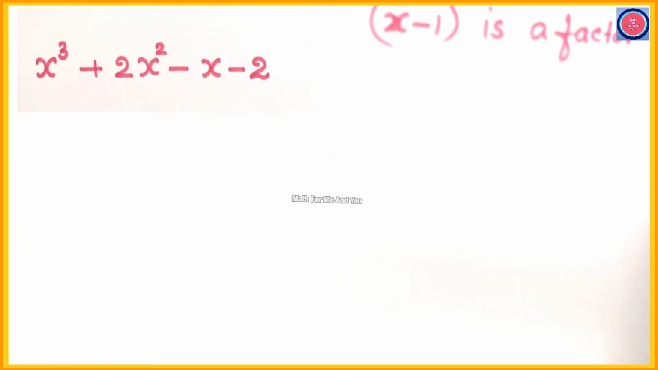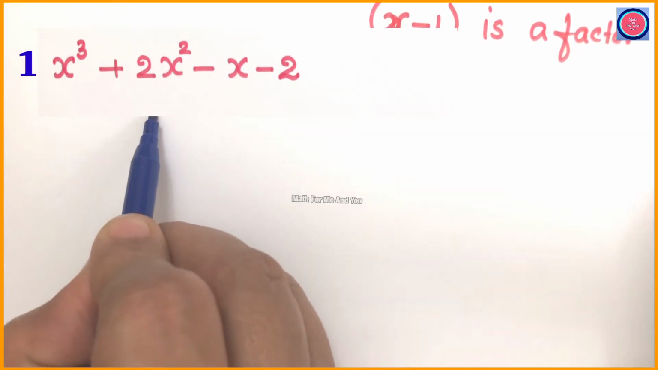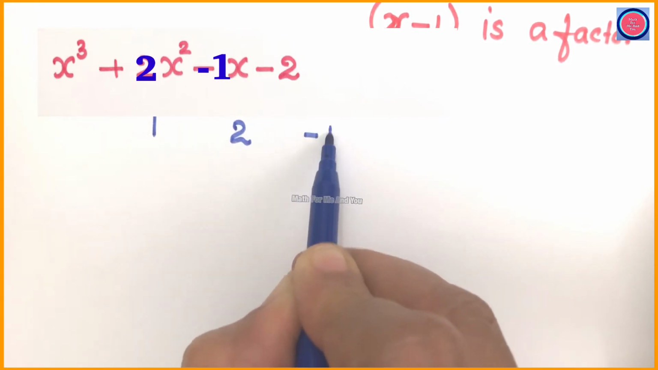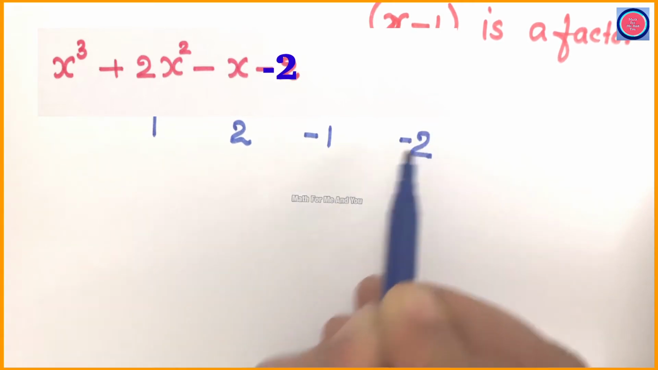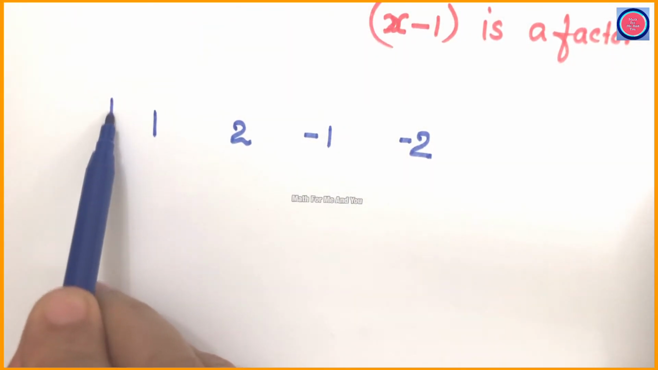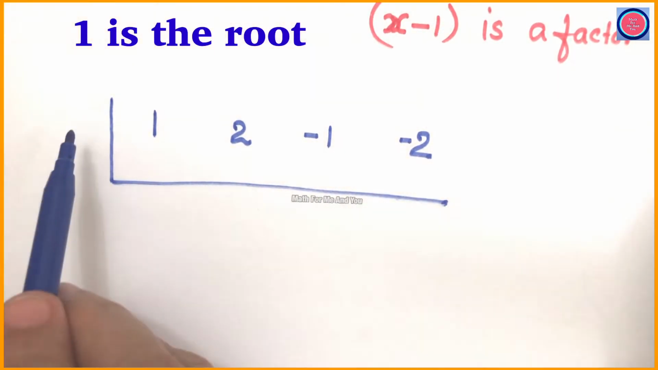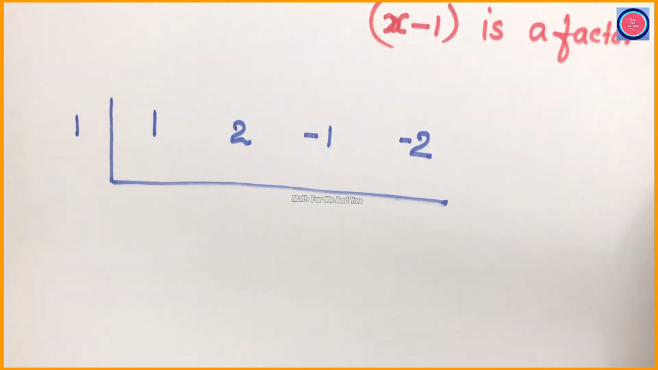How to divide? Here the given polynomial is x cube plus 2x square minus x minus 2, which is in standard form. If it is not in standard form, we have to write it in standard form. Now we can start division. First we will write the coefficient of each of its terms. First term x cube, so the coefficient is 1. Next is 2, and the next coefficient is minus 1, and the last constant is minus 2. Now we know that we have to divide with the factor x minus 1. That means outside we will write the root of x minus 1. So what is the root? 1. Let's start the step.